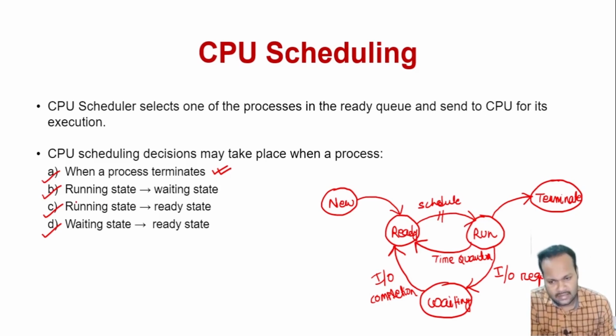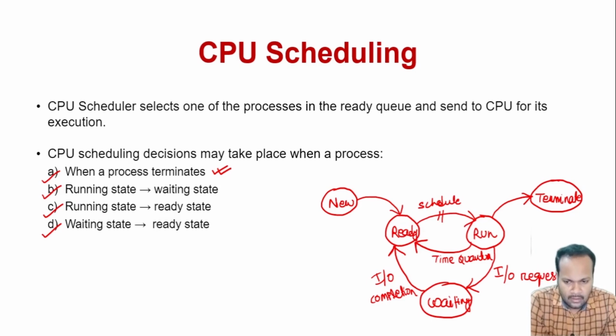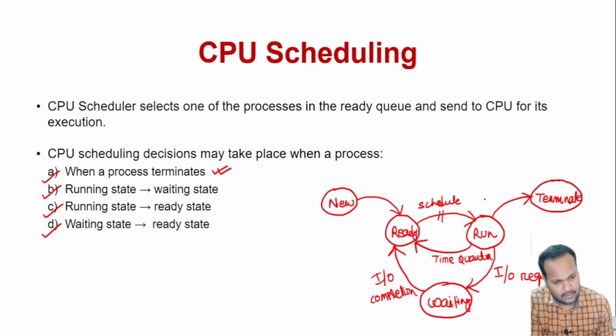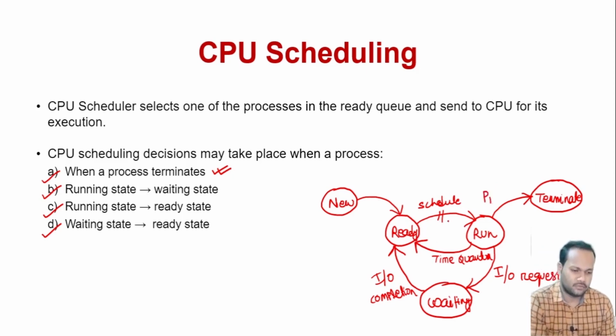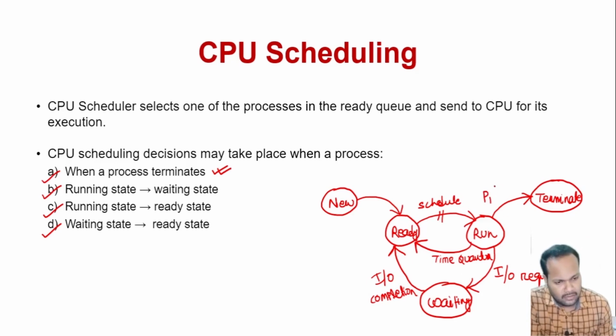Then the second reason is whenever a process jumps from running state to waiting state. For example, suppose a P1 process is currently running inside the CPU, in the running state. During its execution, it requires an IO operation, or it might request some resource which is not currently available. At that time, the state of P1 will be waiting. That means it goes and waits here.